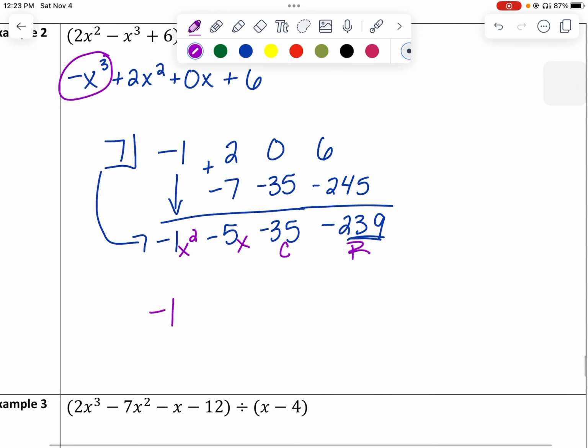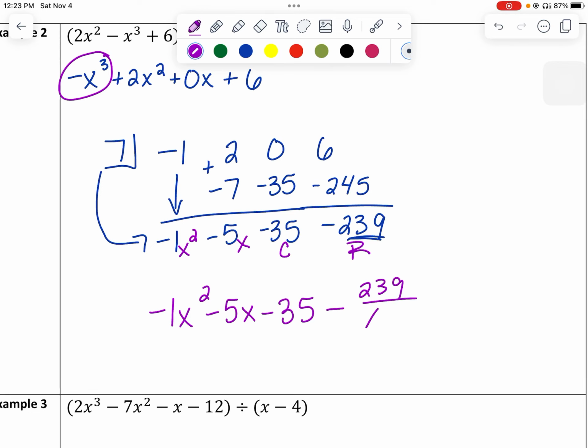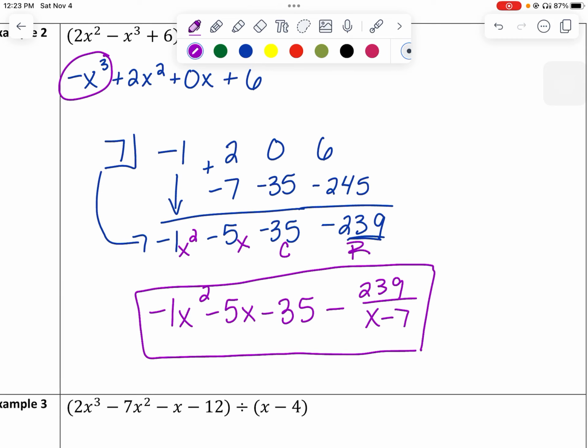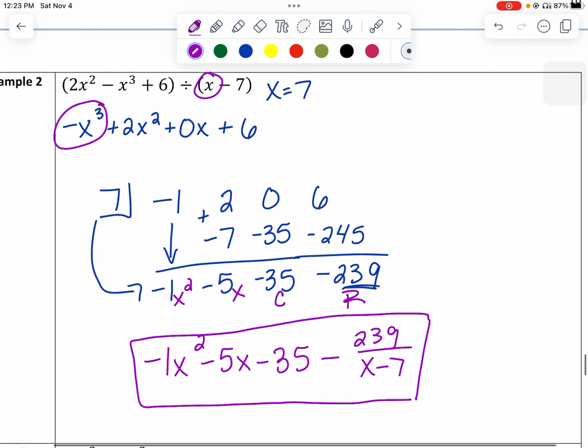So our answer is going to be negative 1x squared minus 5x minus 35, and then we have a negative remainder, so minus 239 over what we divided by, which was x minus 7. And that is our answer there.